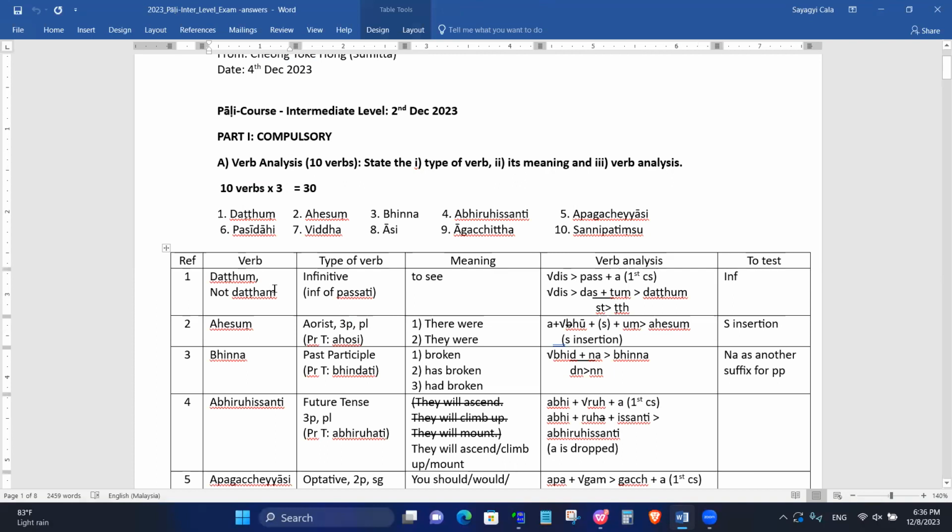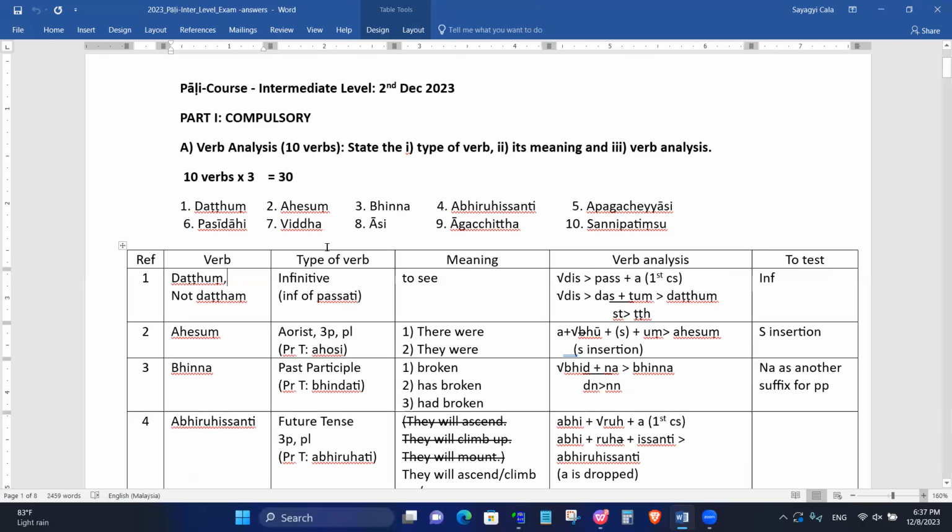So datum, I think brother Kao here made a mistake because instead of datum, he thought it's a datum. I think he saw it from his handphone, which is smaller. So it's a U here, it's not A. And then he answered it as a past participle. Okay, it's not past, but it's a tum here.